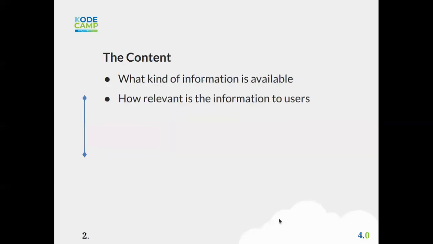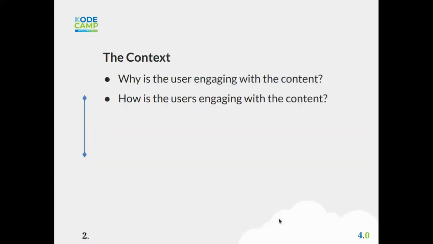So for the context, what kind of information is available? How relevant is the information to the user? In as much as you are coming up with information on your digital product, you also need to make sure that the content is relevant. For context, the information has to be engaging. You also need to know how users engage with your content.